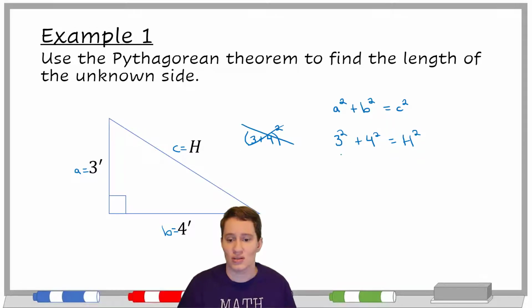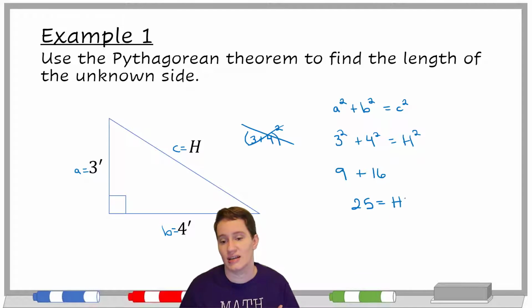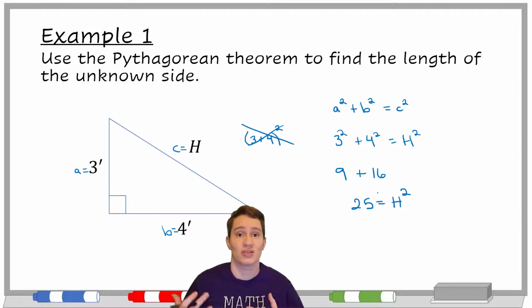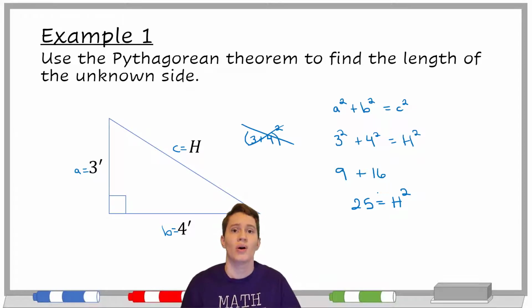It's saying, what is 3 squared, which is 9? What is 4 squared, which is 16? Let's add those together and get 9 plus 16 is 25. And that's what h squared equals. So what we've just found is what h squared is. What would that mean h is? Because that's what we actually want, to know how long h is.